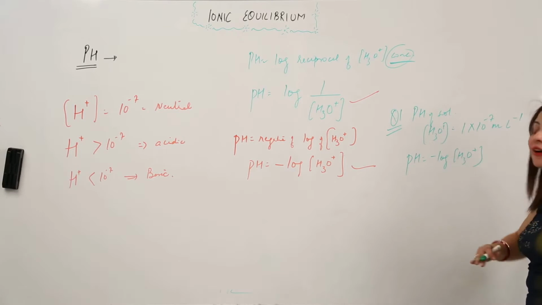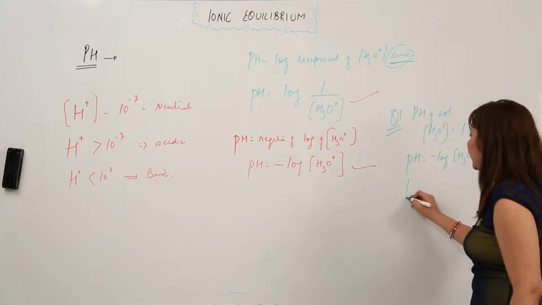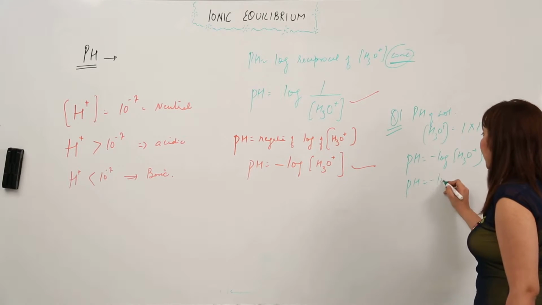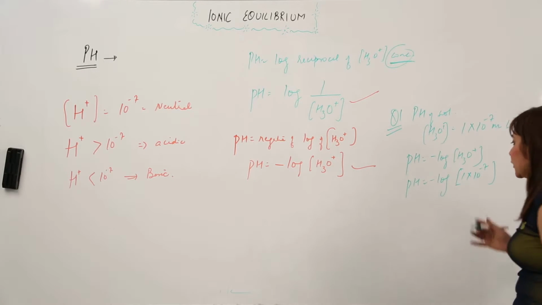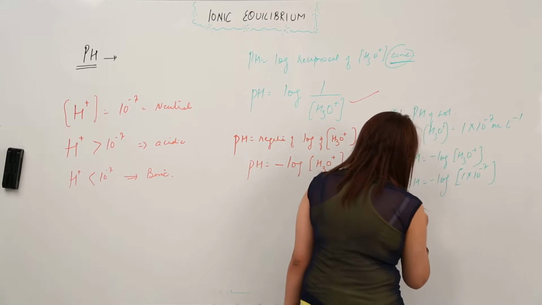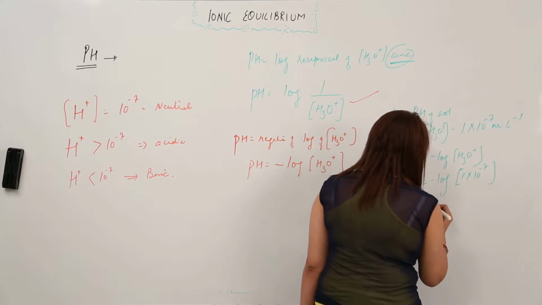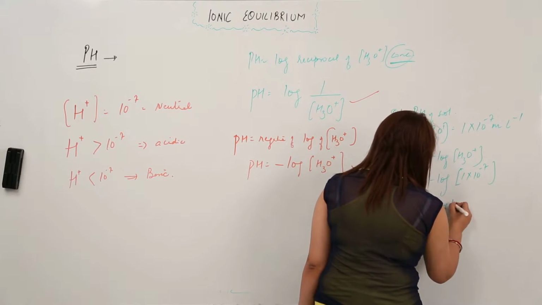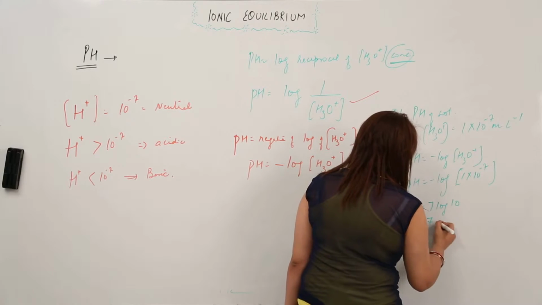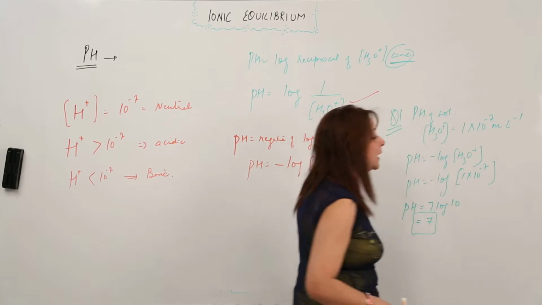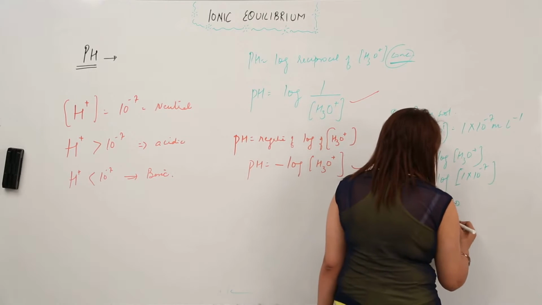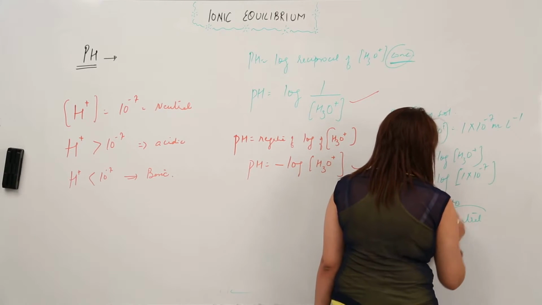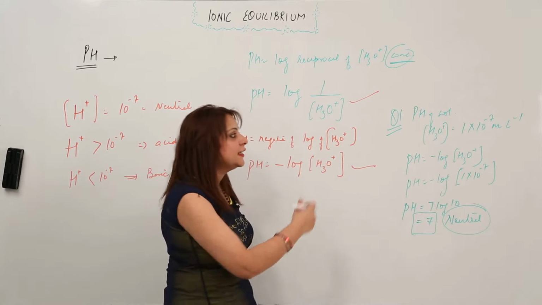Now just put the value of the concentration of the hydronium ion. So it is pH equals minus log of 1 into 10 raised to the power minus 7 moles per liter. Further solving it, I get pH equal to 7 log 10, which comes out to be 7. So pH is 7, and anything having pH 7 is considered to be neutral, right? So this is how you're going to do it.